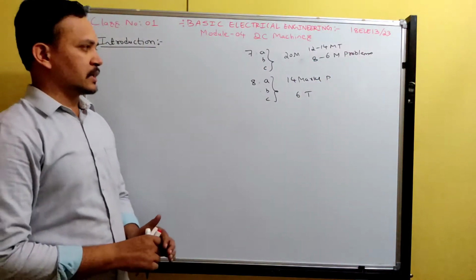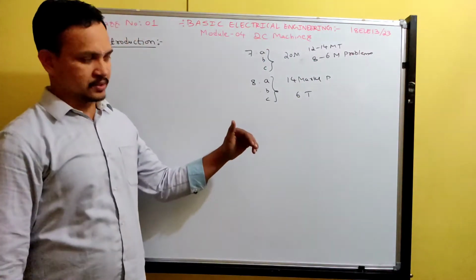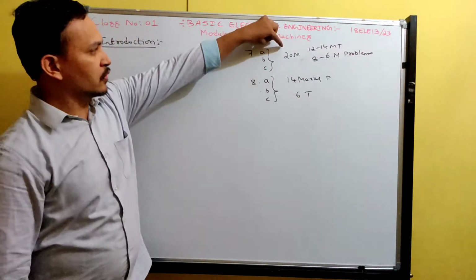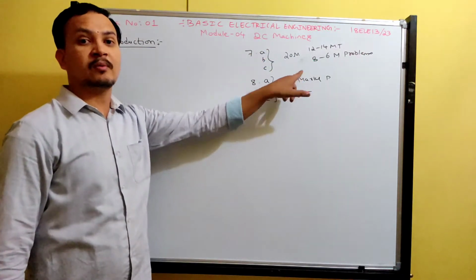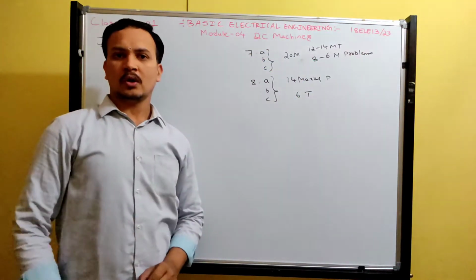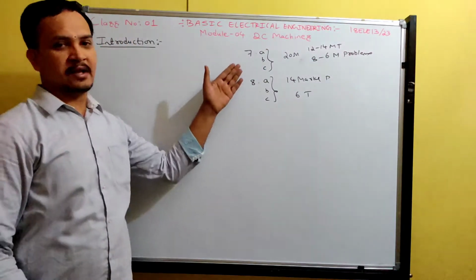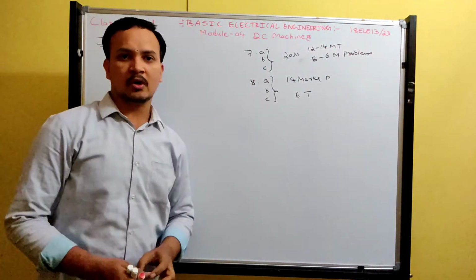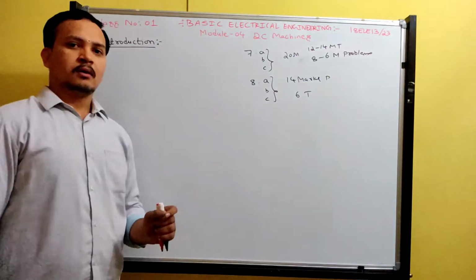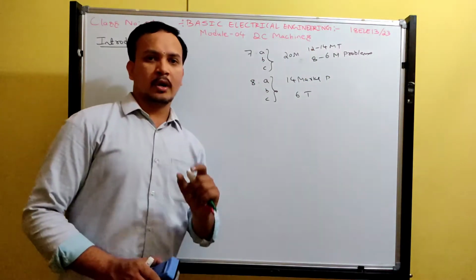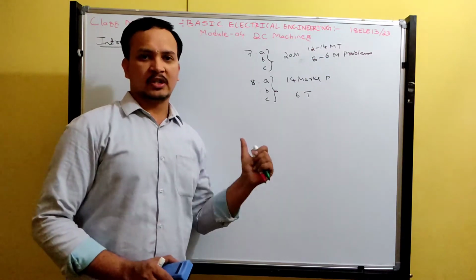If they ask like this, one question will be 14 marks theory, 6 marks problem. The other question will be 14 marks problem, 6 marks theory. You have a choice: you can answer either question number 7 or question number 8. So we can give more importance to this particular module.